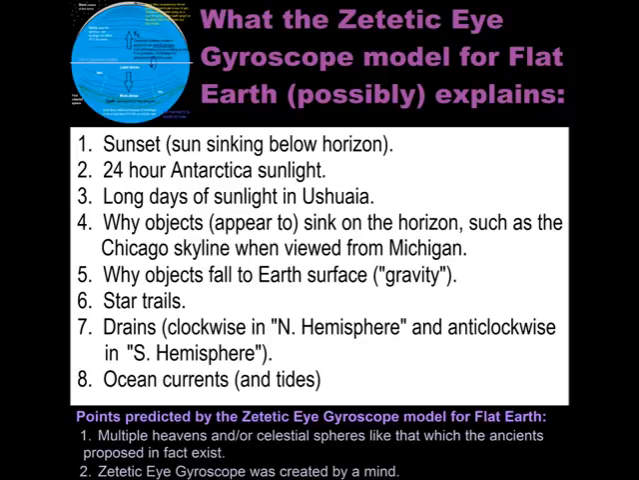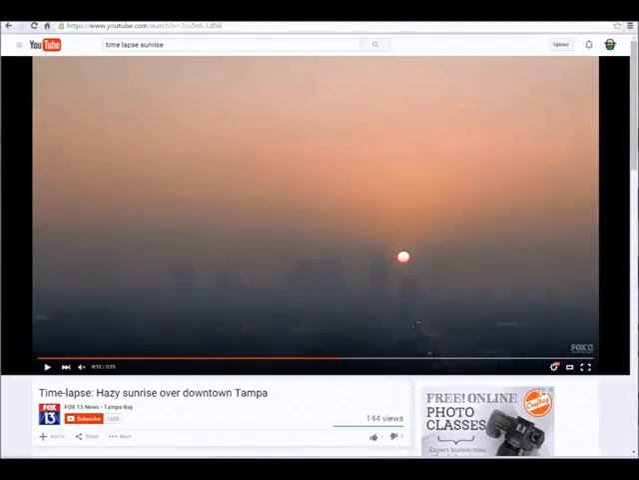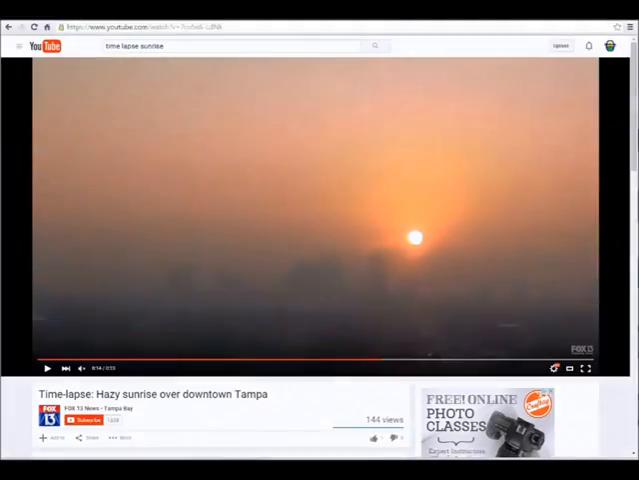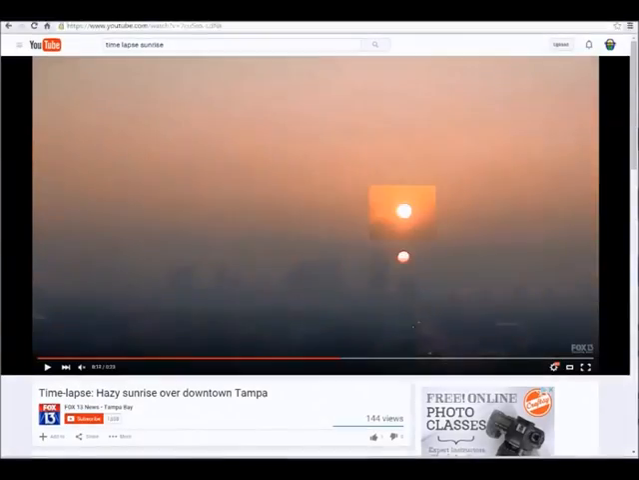I will only discuss it briefly in this volume, since in a later volume of this Zeteticism series, there will be an episode specifically devoted only to the sunset, which will divulge far more detail than I will in this introductory analysis of the sunset for the flat earth model, the Zetetic eye gyroscope.